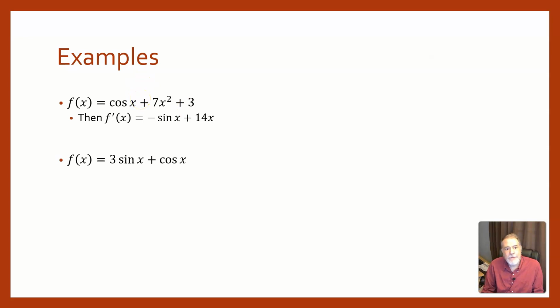Okay, what about if f of x is 3 sine x plus cosine x? Again, remember the derivative of a constant times a function is the constant times the derivative of the function. So when we find the derivative of 3 sine x, we get 3 cosine x, plus then the derivative of cosine x is negative sine x. So altogether, f prime of x is 3 cosine x minus sine x.